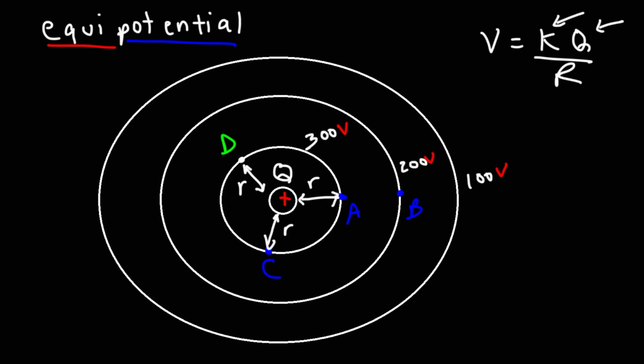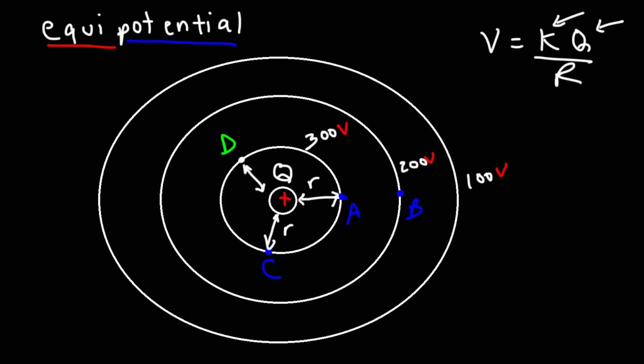So the reason why the electric potential at points A, C, and D are the same is because the distance between those points and the center of the charge is the same. K is the same, Q is the same, and R is the same for each of those points. So anywhere along that circle, the electric potential will be the same. So it's called an equipotential line or surface. For 2D shapes, it's an equipotential line. For a 3D shape, an equipotential surface.